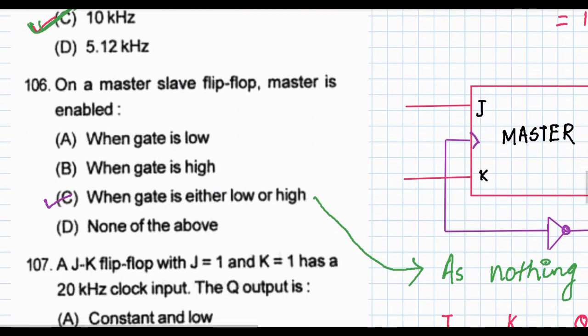So next question is question number 106. On a master slave flip flop, master is enabled: option A, when gate is low; option B, when gate is high; option C, when gate is either low or high; option D, none of the above. Here nothing is given about the slave circuit or anything. So we will understand why this question is given like this.